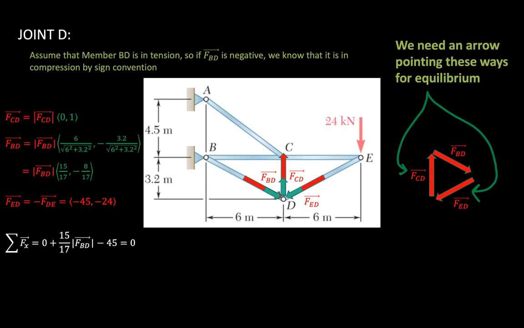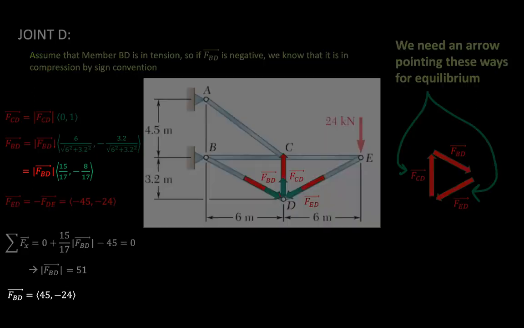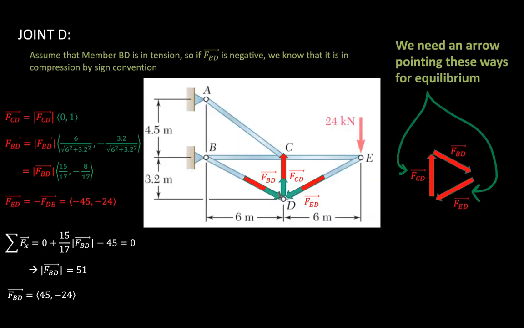So the sum of the forces along the x direction is equal to 0 plus 15/17 times the magnitude of the force FBD minus 45 kilonewtons, and that is equal to 0 since this whole structure is in static equilibrium. So that gives us that the magnitude of FBD is equal to 51 kilonewtons. So FBD as a vector is equal to 45, negative 24, as we can see over here.